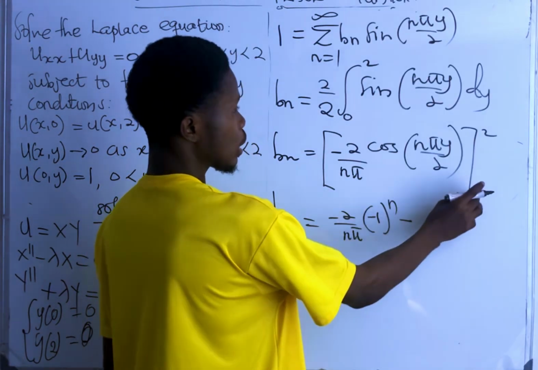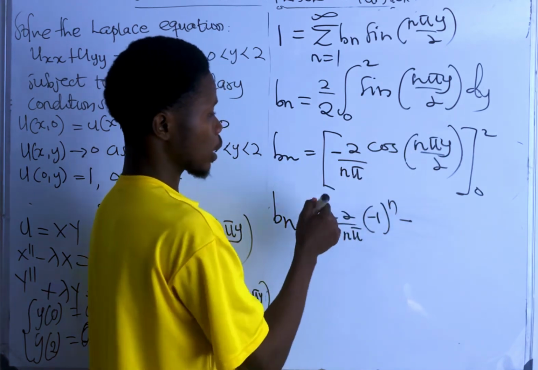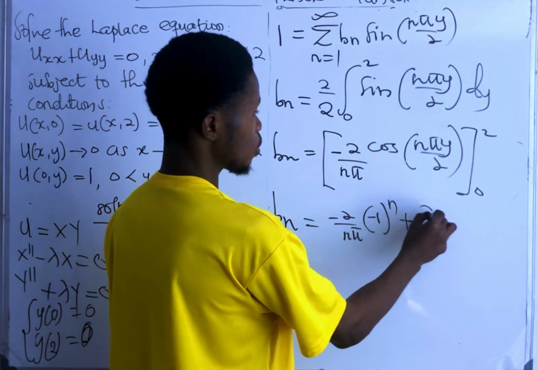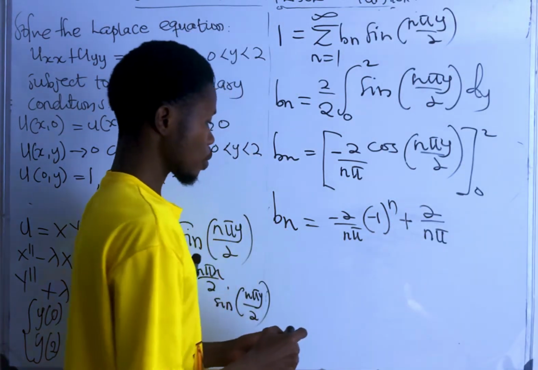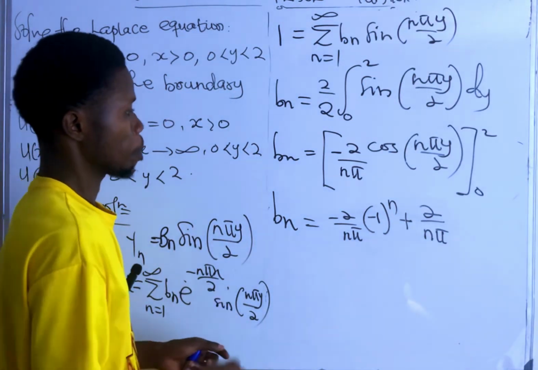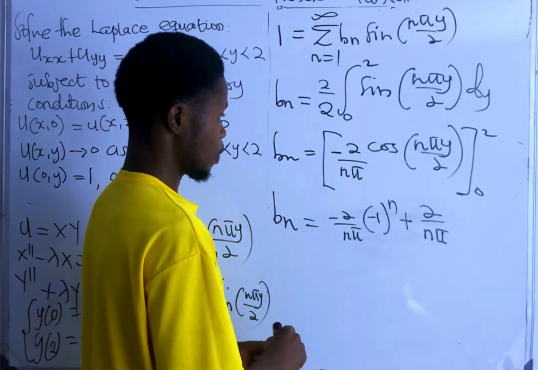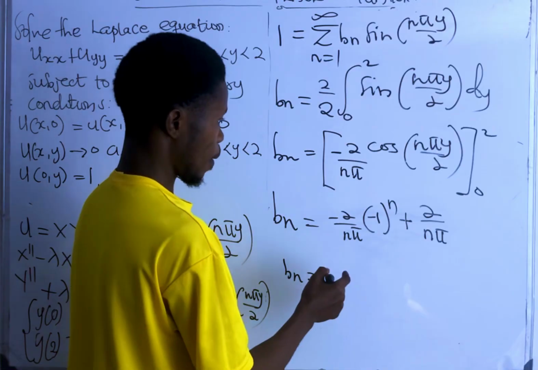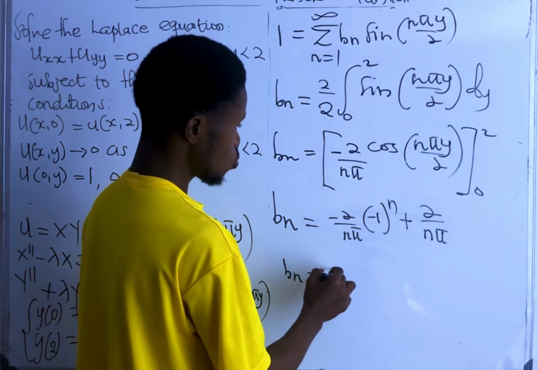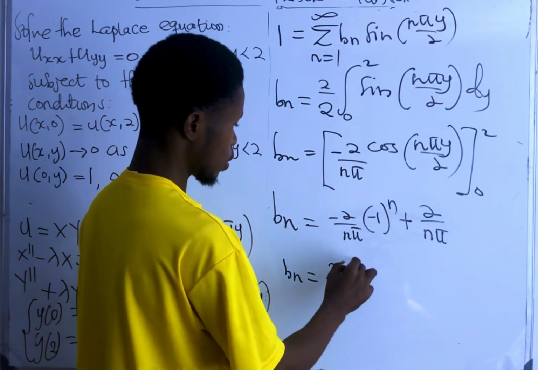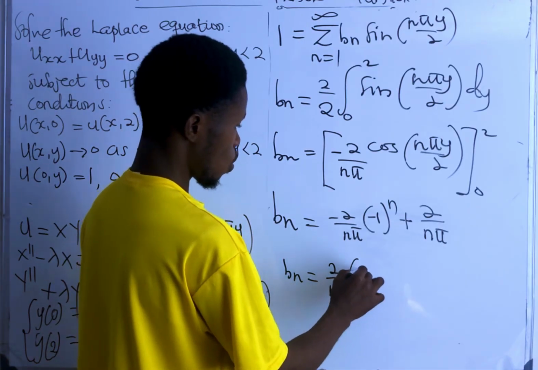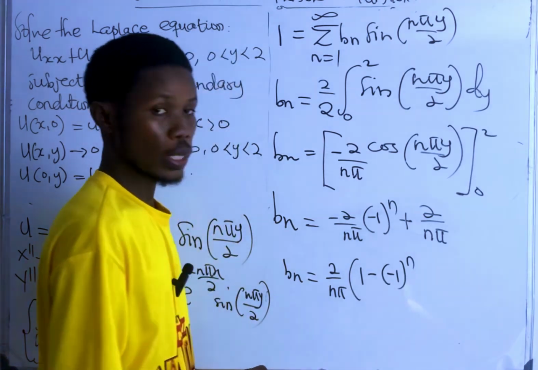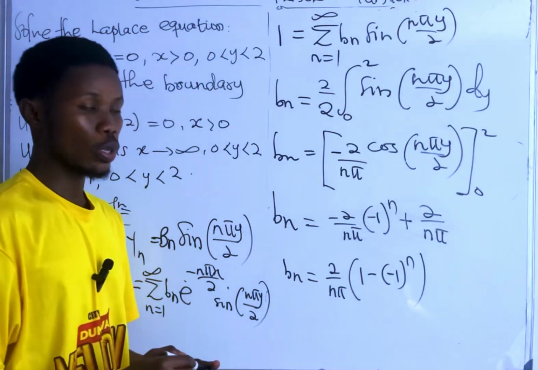Then minus, if I put 0 here, cos 0 is 1. But remember, already there's a minus, so meeting this, that will become plus 2 over n pi. So here, I can write this one as bn equals 2 over n pi times bracket 1 minus negative 1 to the power n. Something like this. So that is my bn.